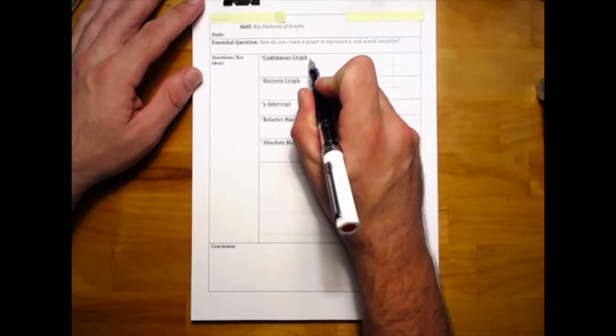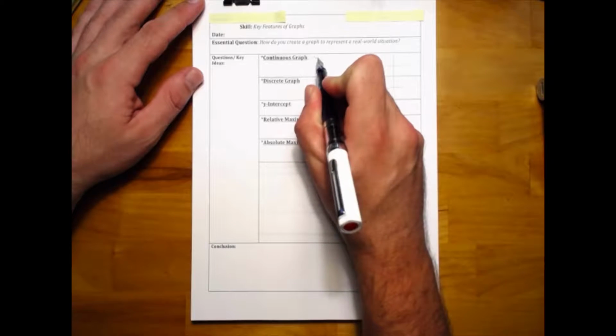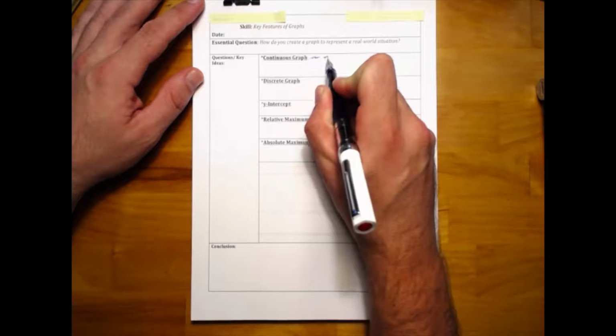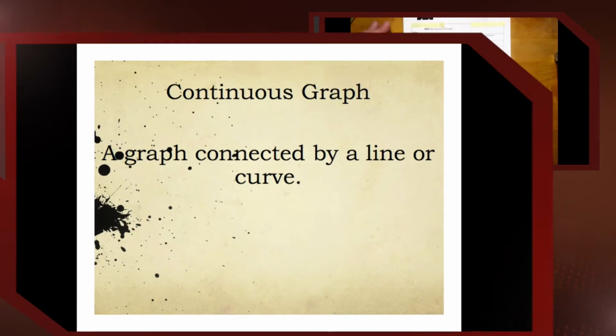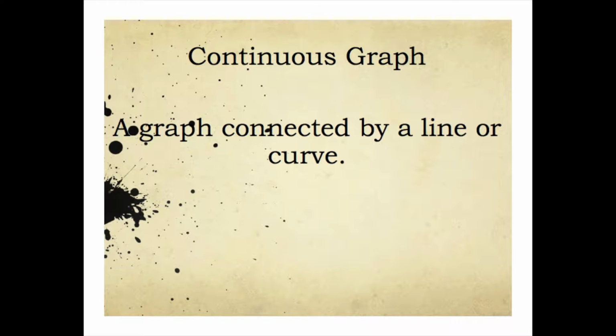This lesson is on the key features of graphs and how do you create a graph to represent a real-world situation. First, we have to know what kinds of graphs there are. There are continuous graphs, and that is a graph connected by a line or a curve.